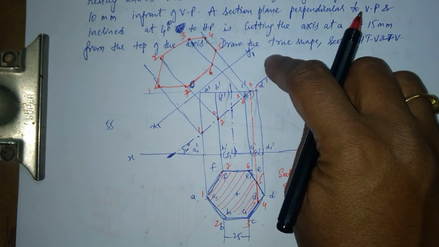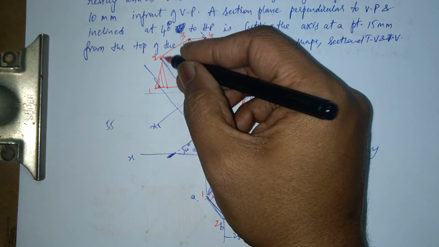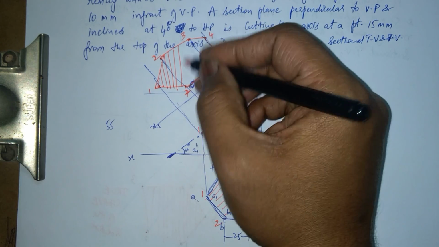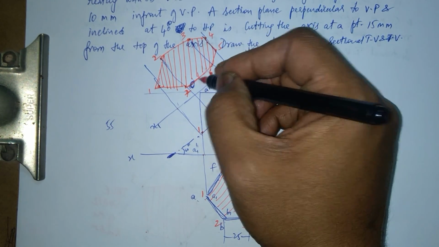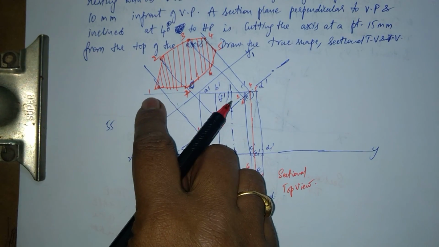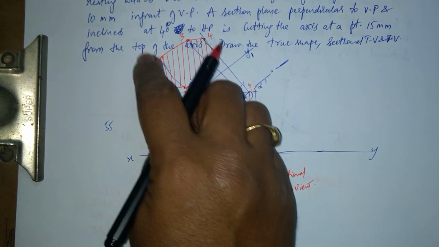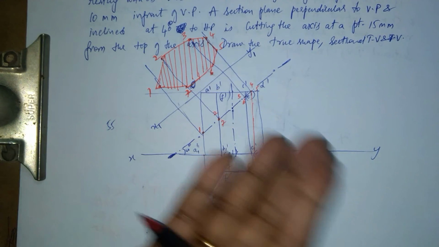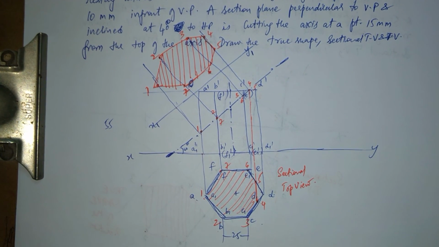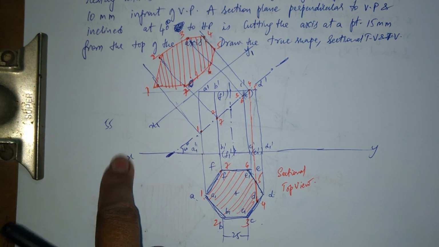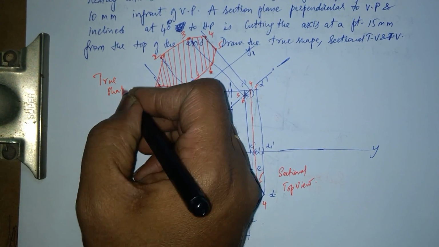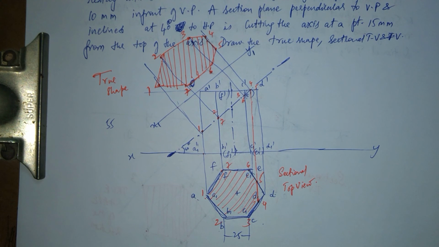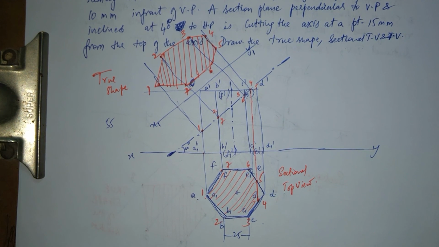Now to the x1 y1, set a 45 degree angle on your mini drafter and draw the hatching lines. So I get the true shape, which is basically 1, 2, 3, 4, 5, 6, 7. This is actually the mirror image of the same. All right, this is called the true shape of the section. Okay, cut section.